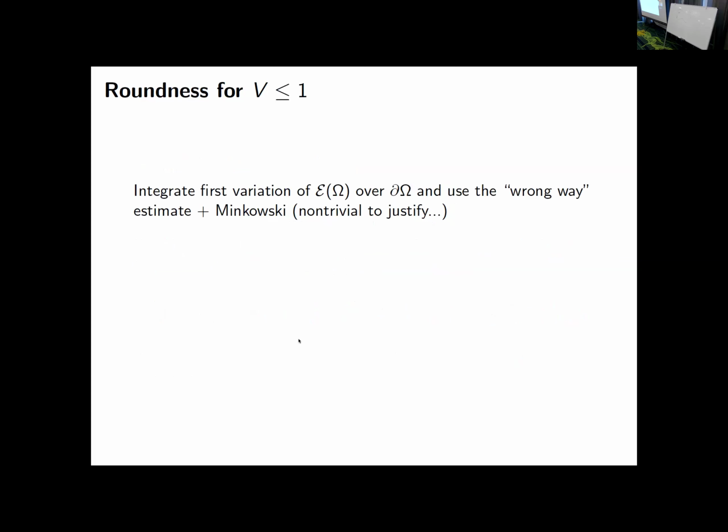So again, the first variation of the energy: instead of integrating mean curvature over the boundary and using Minkowski, we integrate the first variation, which is mean curvature plus this other term, and combine it with the Minkowski inequality in the wrong way. I'll just say it's not trivial to justify that Minkowski holds, right? It fails in many situations. So you have to prove that the Minkowski inequality does hold for this set. That's a technical feature that takes some serious work.